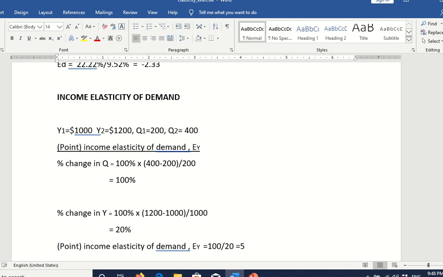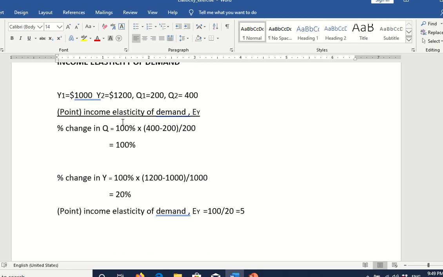So this is our workout. Okay, if you prefer, you can list all the relevant information here. This is the initial income, and then the new income, and then the initial quantity demanded and the new quantity demanded. Let's first start with the point income elasticity of demand. In order to find the percentage change in quantity demanded using the point method, we have the new quantity minus the old quantity divided by the old quantity.